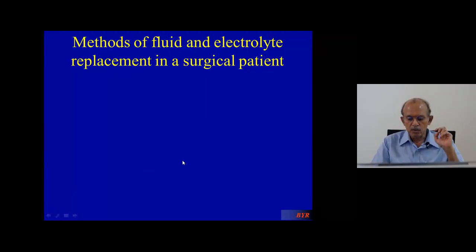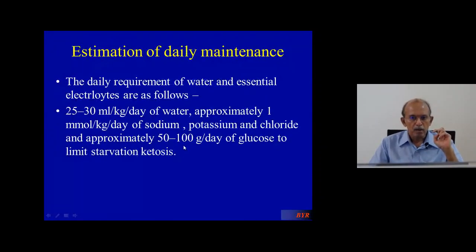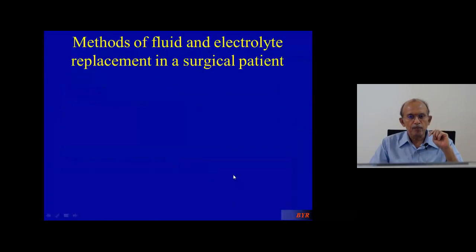So this comes to approximately, for a 75 kg individual, 2 liters of water with 70 milliequivalents of sodium, 70 milliequivalents of potassium, and 70 milliequivalents of chloride, with 50 to 100 grams of glucose per day. So these are the things that are required as daily maintenance. So if the fellow is not taking anything by mouth, these things must be substituted.